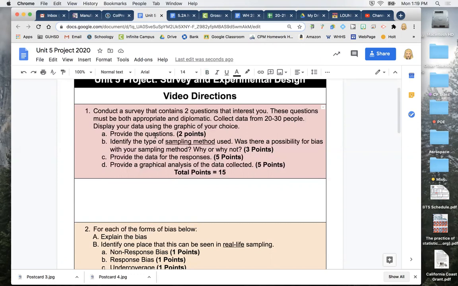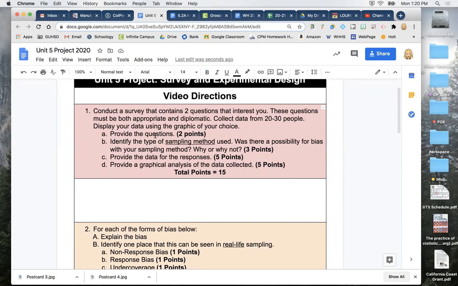Now, when I say a graphic of your choice, you probably want to provide different options for people so that way you can make some kind of graph for each one of the questions, like maybe a bar graph if it's categorical, or a histogram or dot plot if it's quantitative. But going into this, please know that you are going to have to display your data using some kind of graphic. It could be a pie chart.